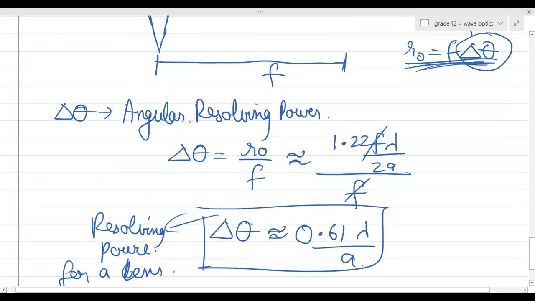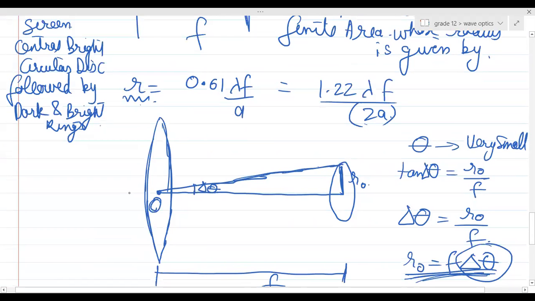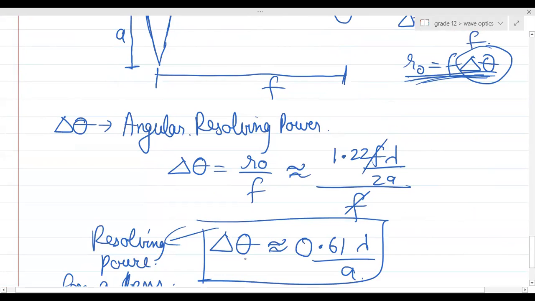Now can you see, guys, over here delta theta is inversely proportional to A, right? So the bigger the radius of the lens, by the way, this distance was A, if you remember, the resolving power will be less, right? Yes or no?